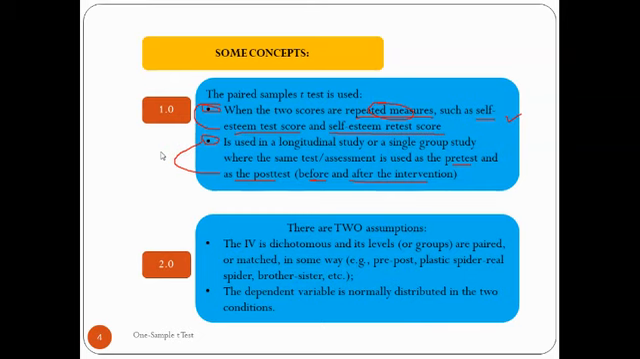And let's go to some more concepts here about the assumptions. There are two main assumptions for a paired sample t-test. The first assumption is the independent variable is dichotomous. Dichotomous means there are two levels, there are two groups, and each level or group is paired or matched in some way. What do we mean by groups or pairs?